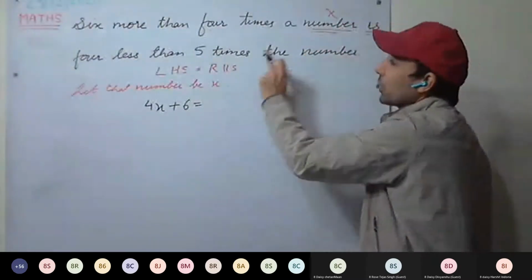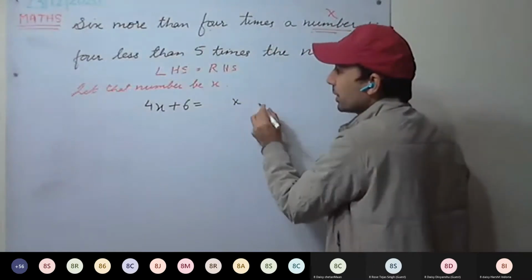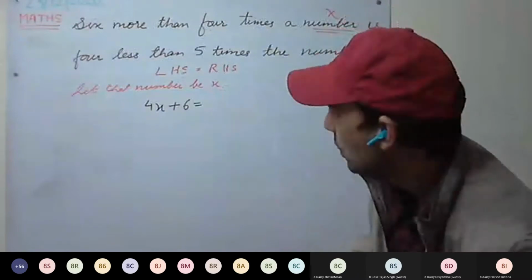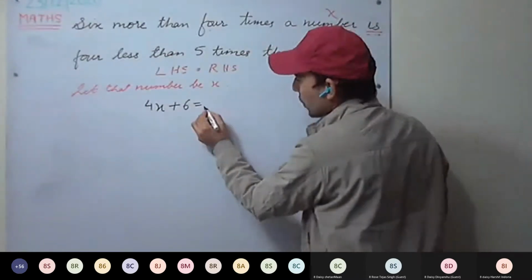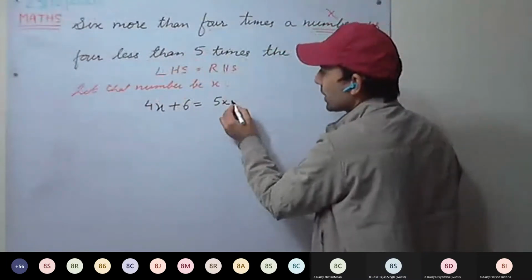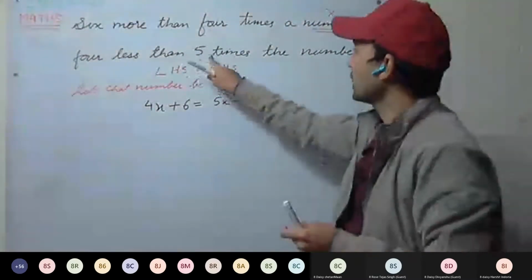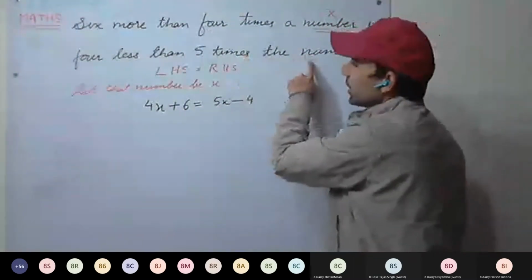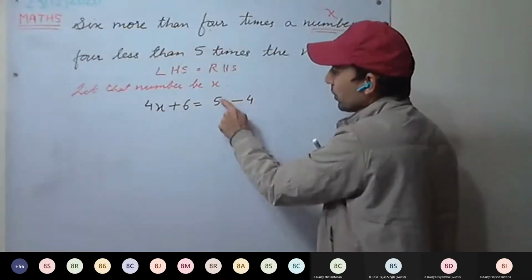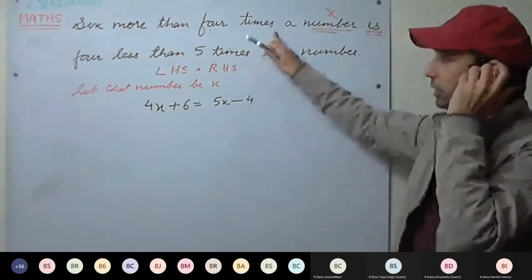Equal to sign. Now 4 less than 5 times the number. Number again is x. Same number. 5 times the number. So leave space somewhere here and here. Okay. 5x minus 4, 4 less than. That means 5 times the number we take 5x. 4 less than 5 times, so 4 we subtract from 5x. This equation we got. So first we have to form the equation from the words.